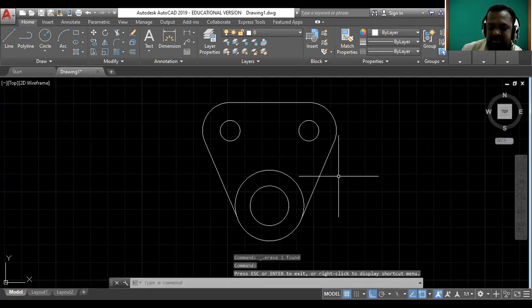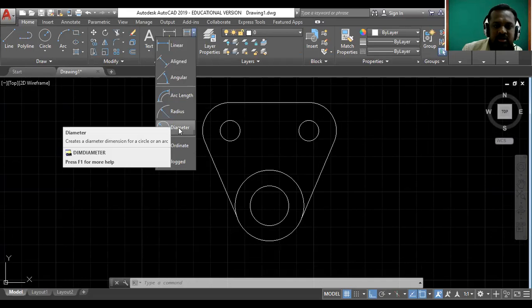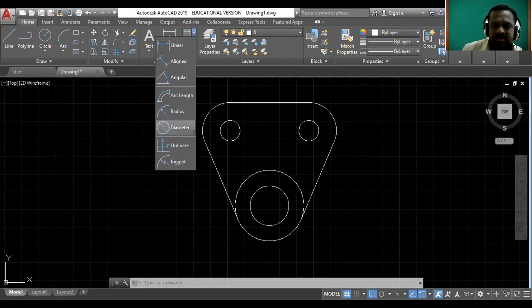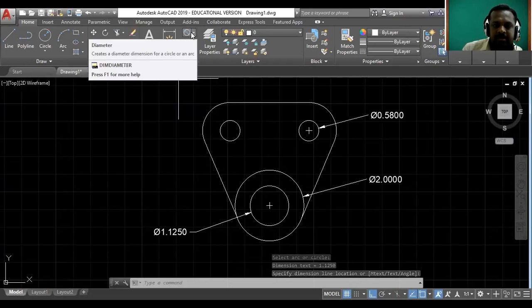What is the next procedure? We have to give the dimension. Make the click here in the annotation tab. Take the diameter, select this. Then again take the diameter. Take the diameter here. Then again take the radius.